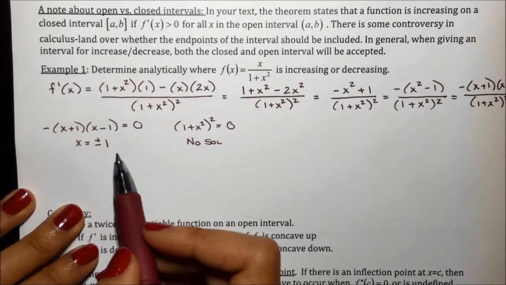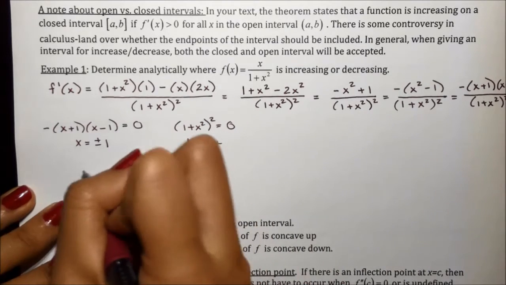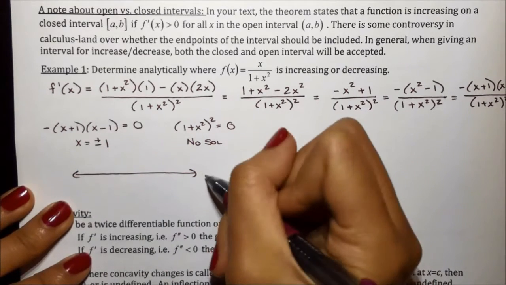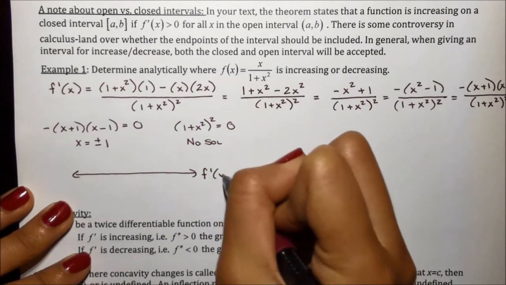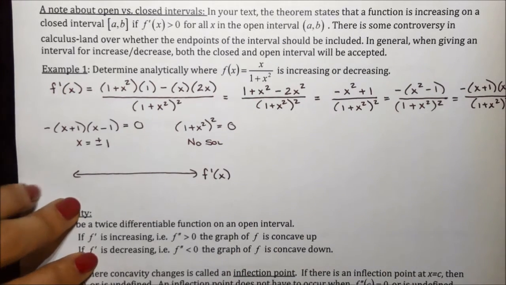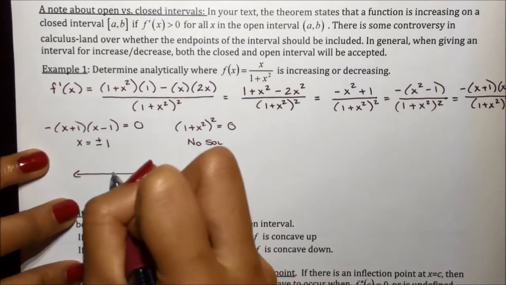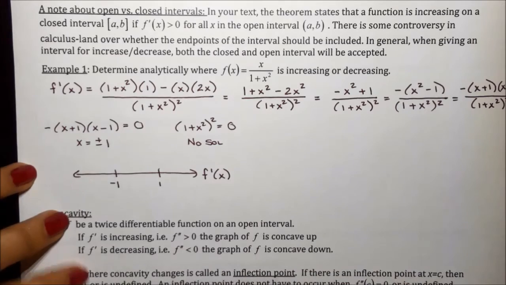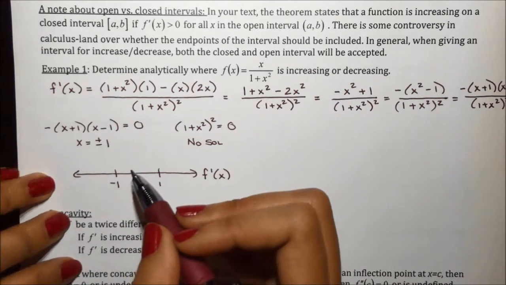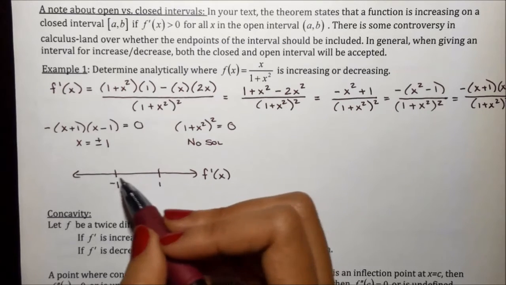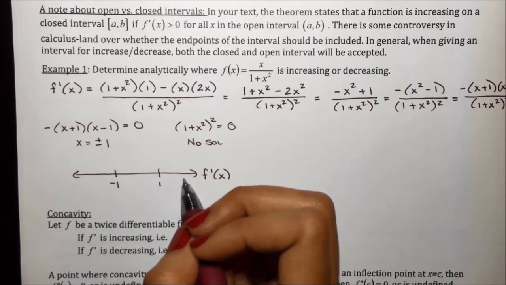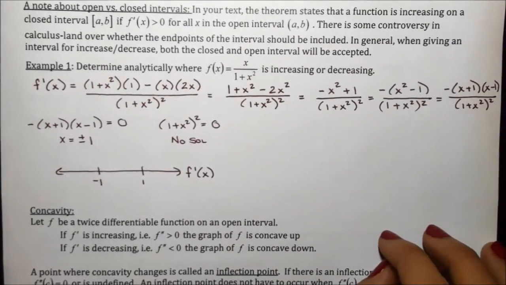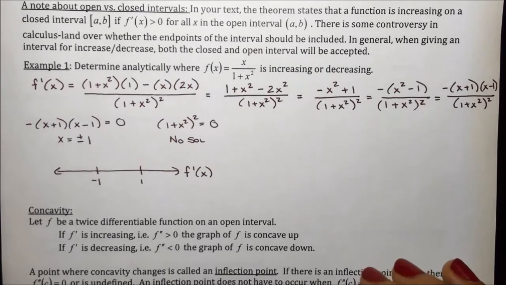Now what we want to do is a number line, because that's always the easiest way to tell. Always label your number line. So I'm going to label it f prime of x, because that's where we're getting all of these numbers from. And then we're going to put a negative 1 on this side and a positive 1 on this side. And then what we want to do is test values. So I'm going to test values on each one of these intervals in any one of these derivative equations to see whether or not I get a positive or a negative number.